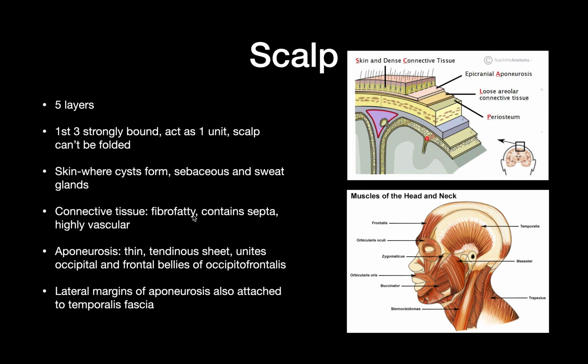The connective tissue layer is fibrofatty and contains septa, which are tough collagenous fibers, and it's highly vascular. Aponeuroses are thin tendinous sheets, and this one unites the occipital and frontal belly of the occipitofrontalis muscle. There you go. Right here in the middle, that is the aponeurosis. And the lateral margins of the aponeurosis are also attached to the temporalis fascia.